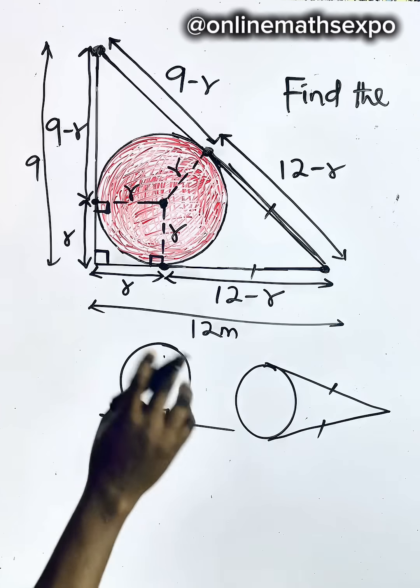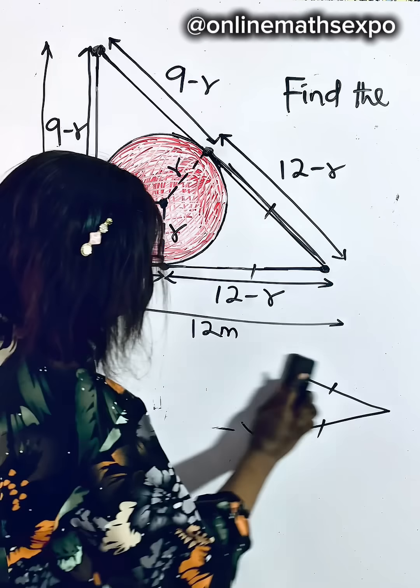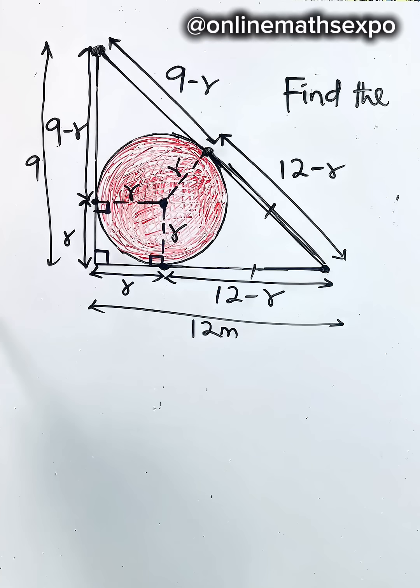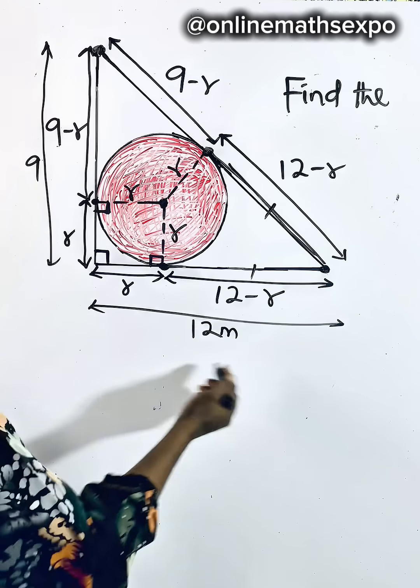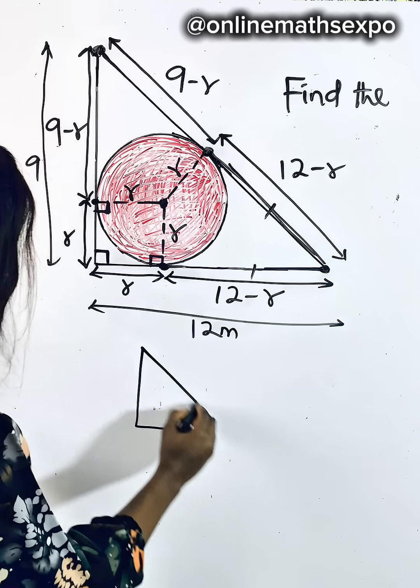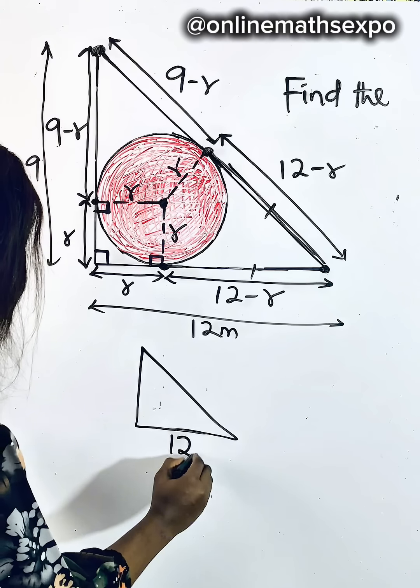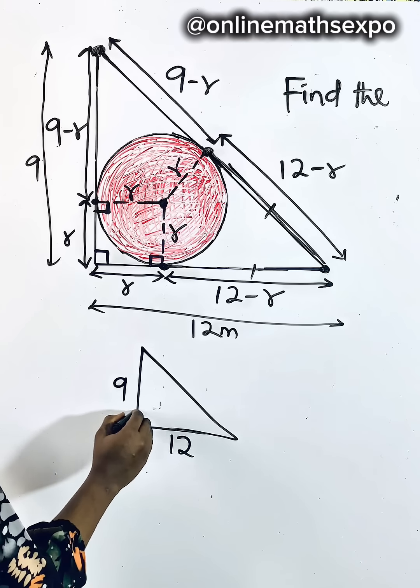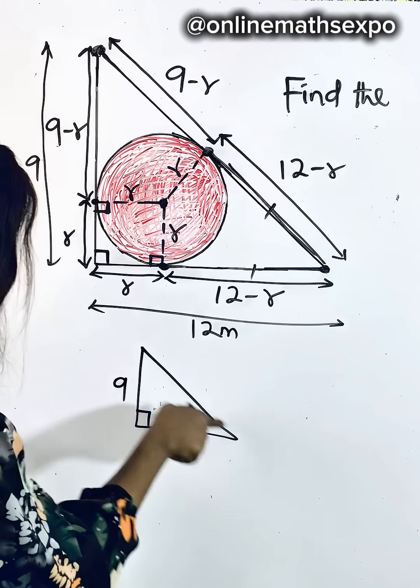Looking at this diagram, remember from the question, you are given a right angle triangle. This is what we're given. Here measures 12, and this side measures 9. So we need to get this hypotenuse.